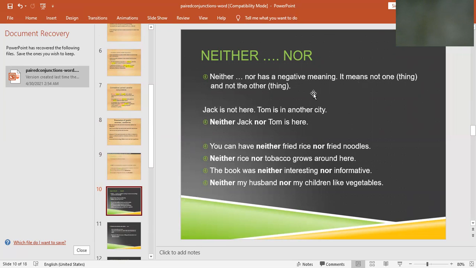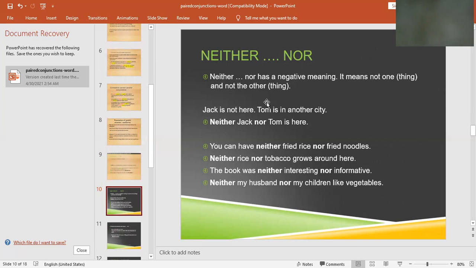Look at neither nor. It is the same. You have to take care of the singular or plural form. And also, there is something important that you should know. If you start your sentence with neither, you shift subject and verb. You start: neither did he come late, nor did he waste his time. Okay, we have subject verb inversion.